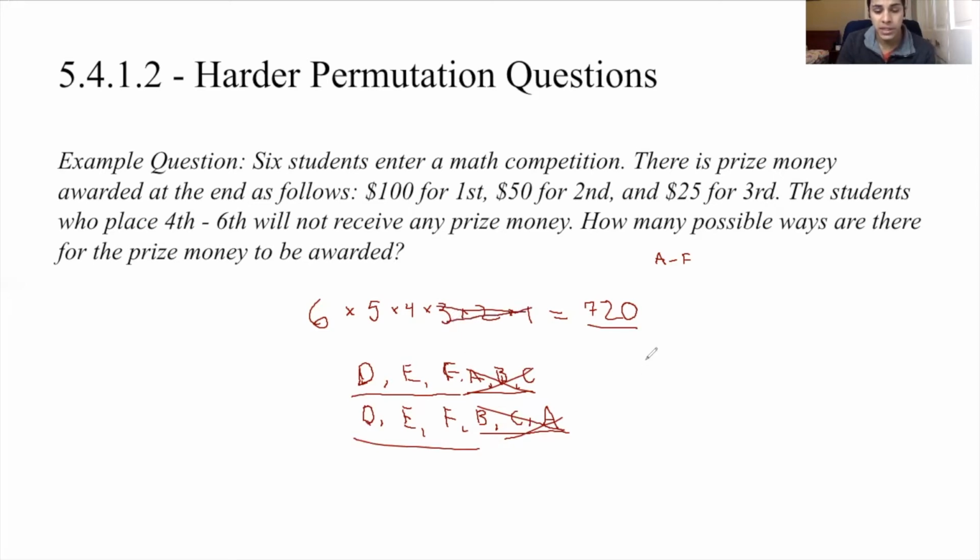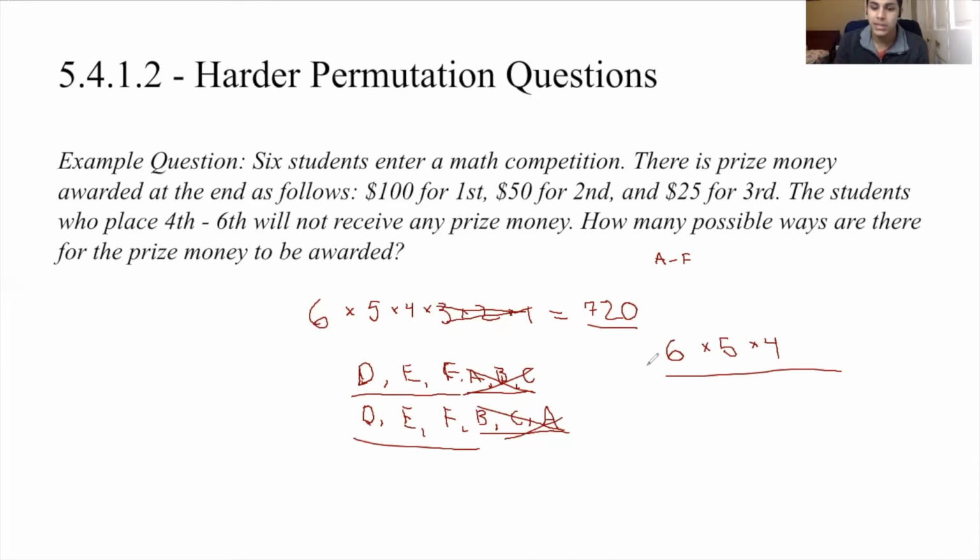Because if you think about it this way, we have 6 students who can come in first. And after one of those students has come in first, we can have 5 students who come in second. And after one of those students has come in second, there are 4 possible students left who can come in third. And then after that, we don't care who comes in 4th, 5th, and 6th. So we don't need to keep multiplying. So all we need to do is stop here, right? Because there are too many people that it doesn't matter who comes in the rest of the places.